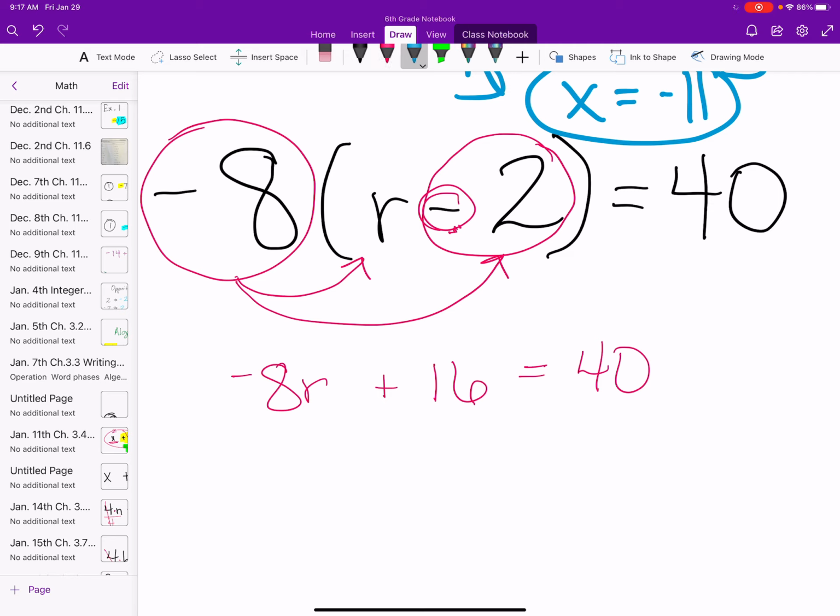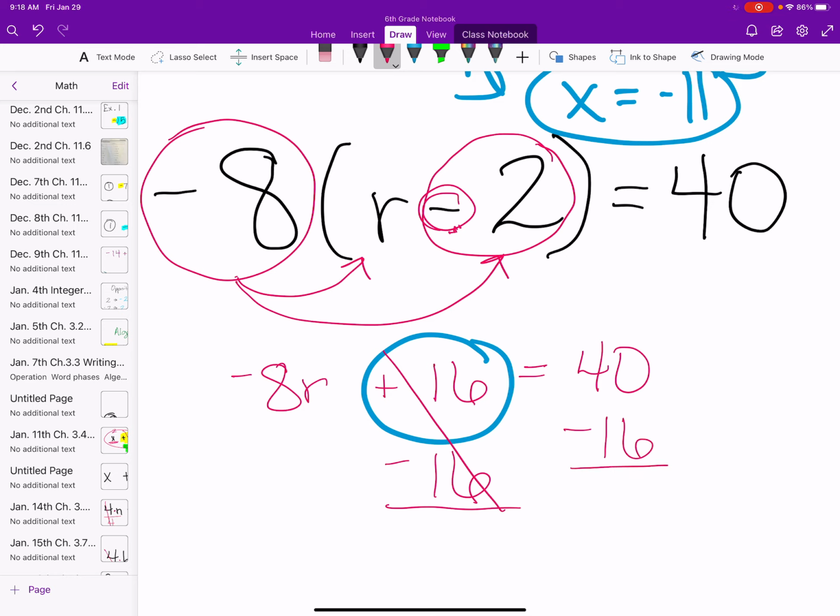Now it looks like everything else we've been doing. We need to get rid of this plus 16 first. I'm going to do the opposite of that, which is minus 16. Do it on both sides, just like we've always done. And it gets us 24, positive 24. We have negative 8 times r equals positive 24.